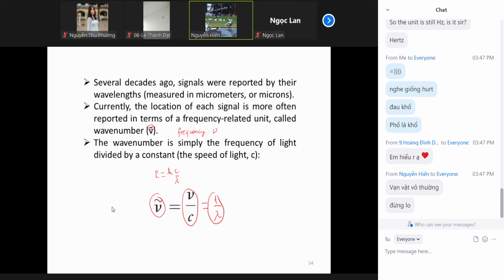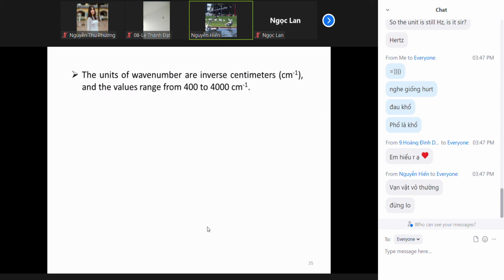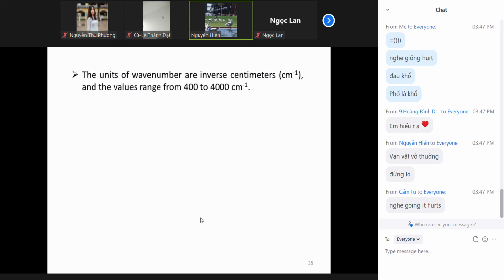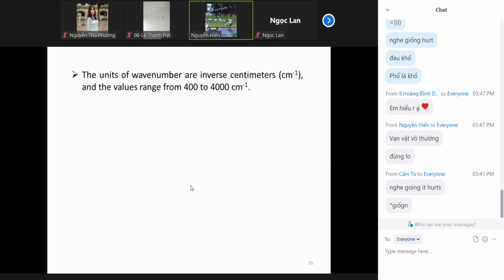Okay, so the units of wave number are inverse centimeters, and the range is from 400 to 4,000 centimeters to the -1.